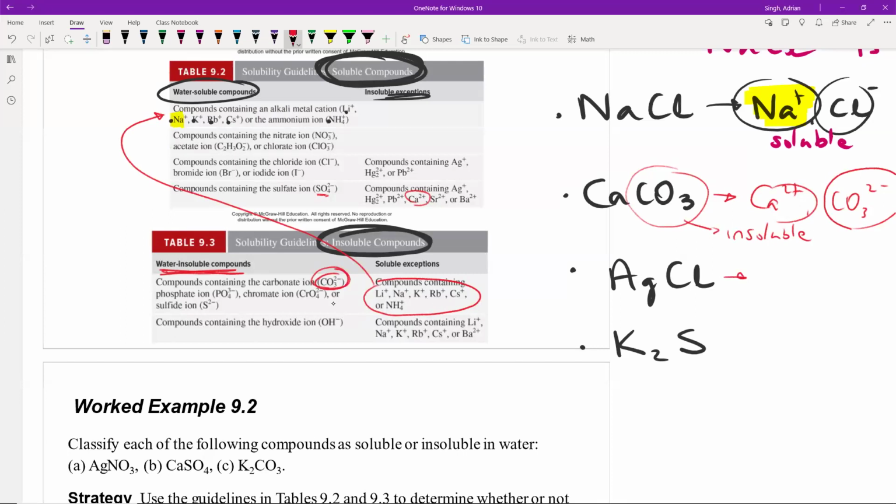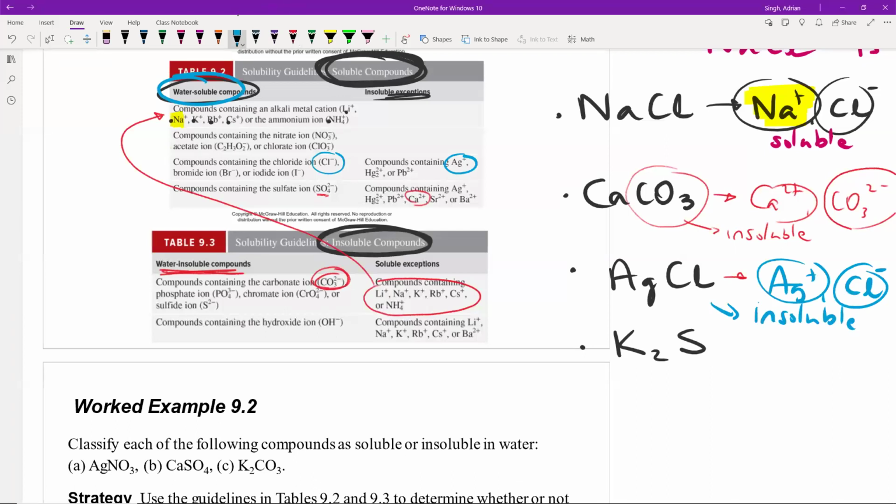Look at the next one. I have silver chloride. So this contains a silver ion, Ag+, and the chloride, Cl-. All right, so let's see. If we jump down here, we can see compounds containing the chloride are generally soluble. Let's see if there are any exceptions. And it does look like silver chloride is an exception, because the chloride is combined with the silver. So that means this then is going to be insoluble.